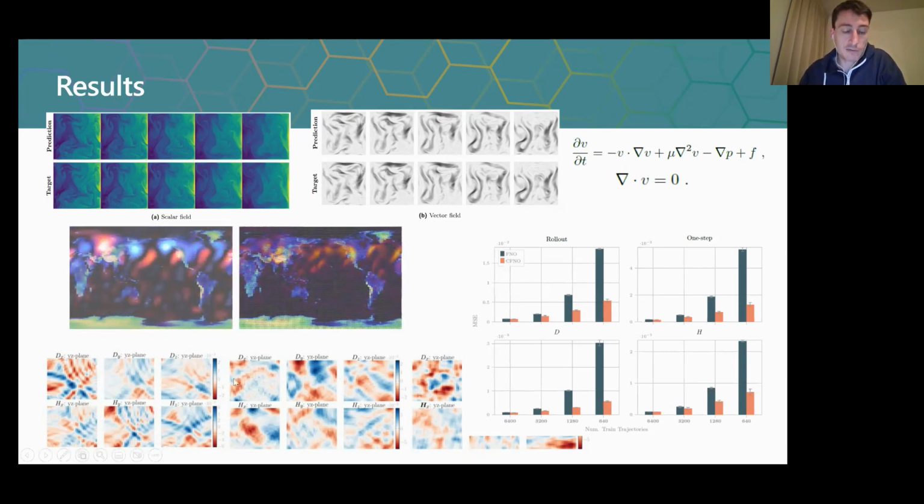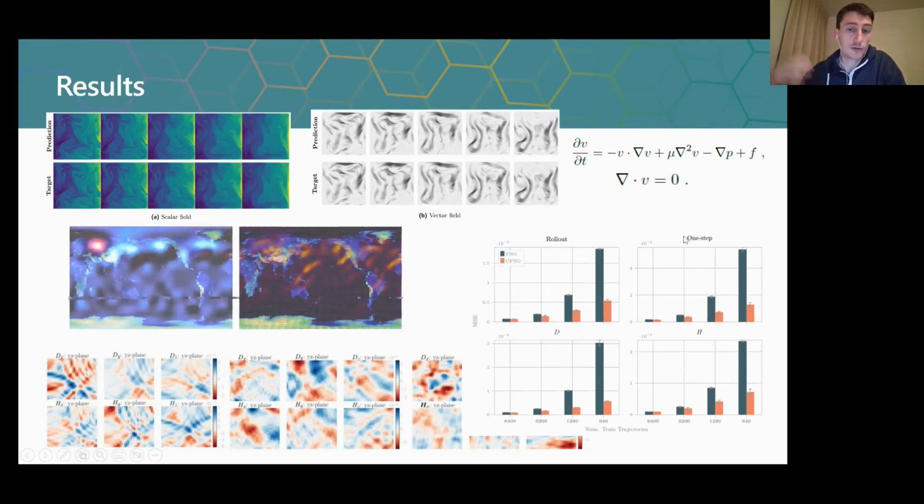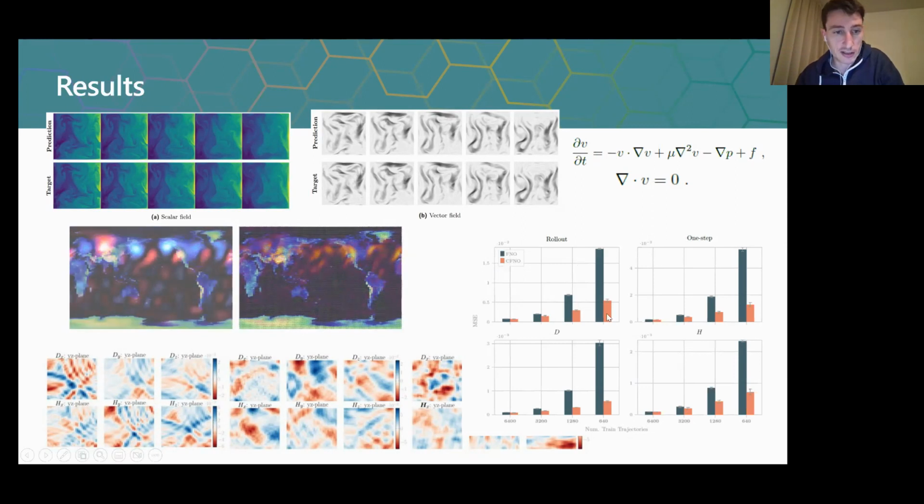And for the Maxwell's equations, the difference was actually pretty strong, which is shown here for various measures. So the one-step, so how good we are at predicting one step ahead, the rollout, how good we are if we want to predict 5 steps ahead, and then for the different fields. The orange is the Clifford Fourier transform, the black is the standard Fourier transform.